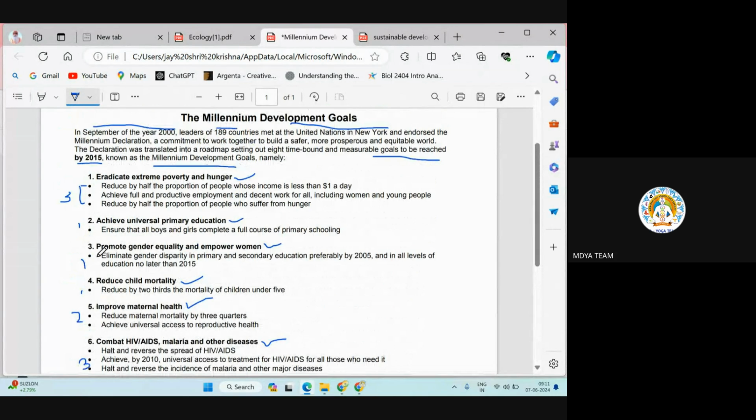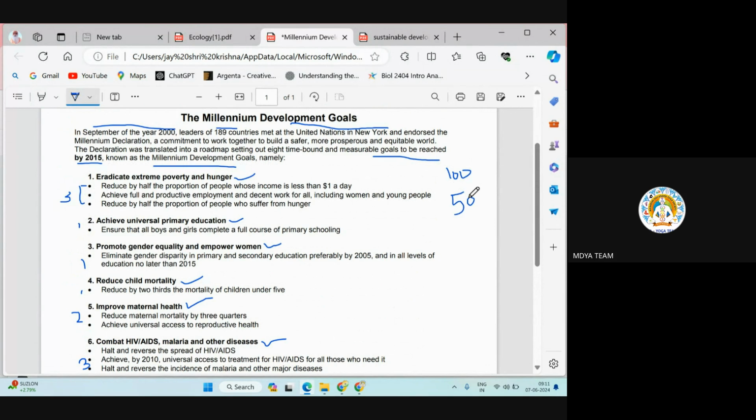First is reduced by half the portion of people whose income is less than $1 a day. Means if in the present scenario 100 people are earning less than $1 a day, then up to 2015 you should reduce that number to 50 people. Means you should reduce the poverty by 50.